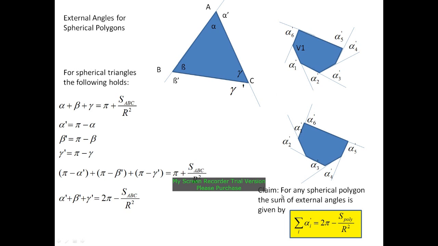And here we make a claim that the sum of the external angles for any polygon is actually 2 pi minus the area of the polygon divided by r squared. And so we'll just show that this is true. Pretty remarkable fact. Certainly wouldn't be something true for non-spherical geometry. But let's look at what the proof of that might be.